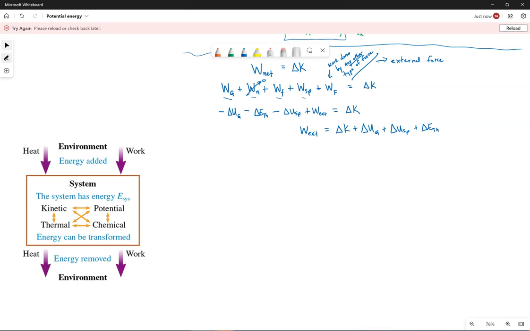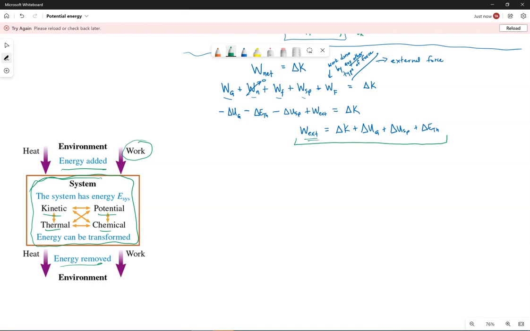It's telling us that within a system, energy can be transformed between kinetic, thermal, potential. Chemical's not one we're going to specifically talk about, but that is within a system. If we add energy from the environment by way of work, we can increase the energy of this system. Or if negative work is done, we can remove energy from the system. This equation is essentially describing that portion.